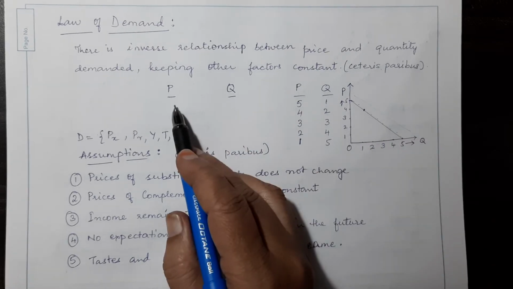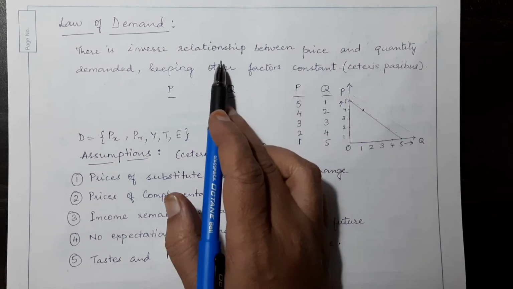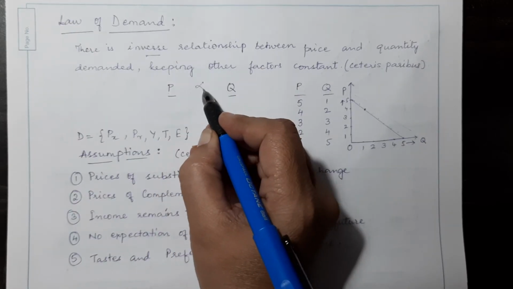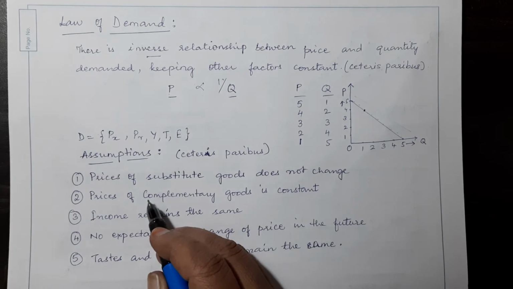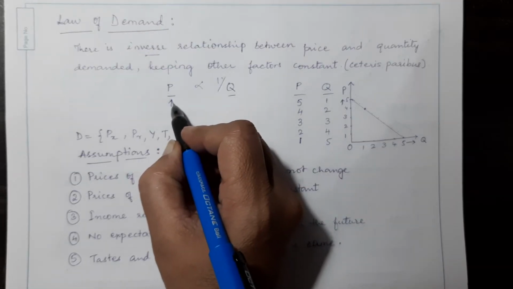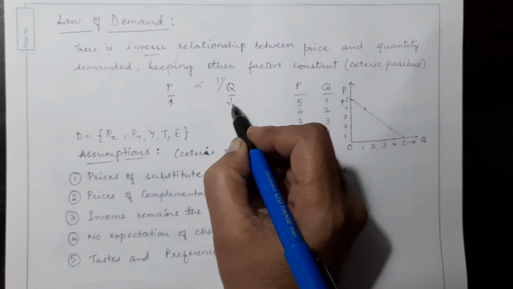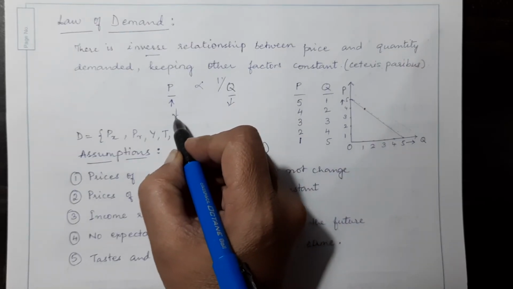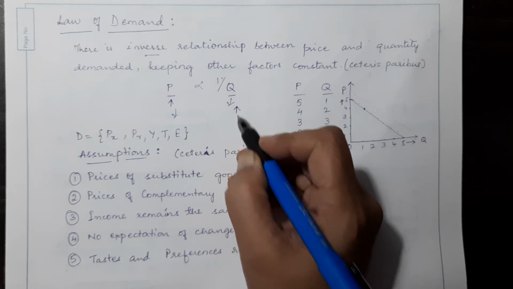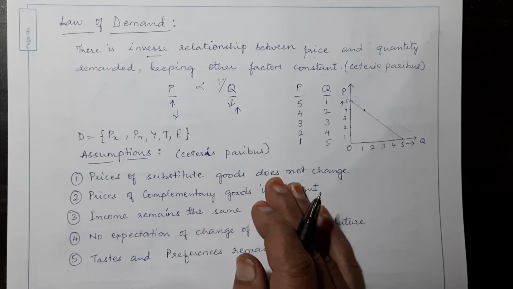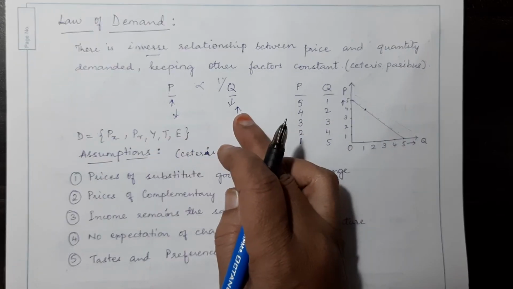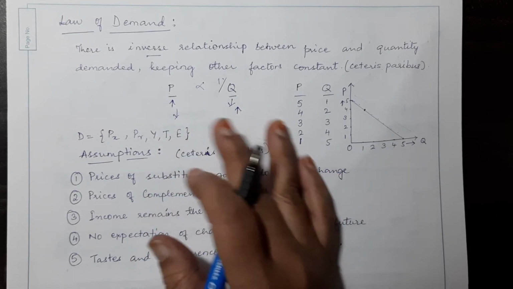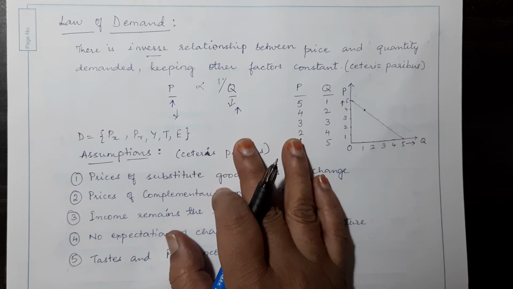Right? Now, let's understand this. What is that? It is the inverse relationship. That means price and quantity are inversely proportional to each other. It means when the price goes up, quantity demanded goes down. And when the price falls, the quantity demanded increases. So this is what is inverse relationship. One goes up, the other goes down. And when one goes down, the other one goes up.